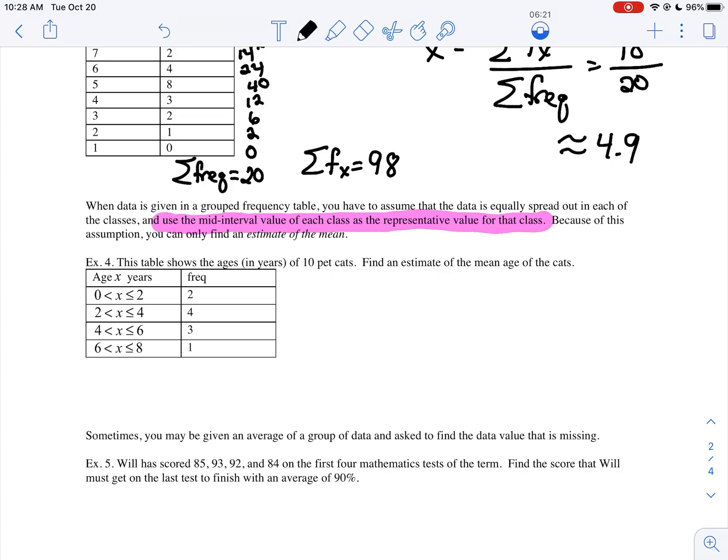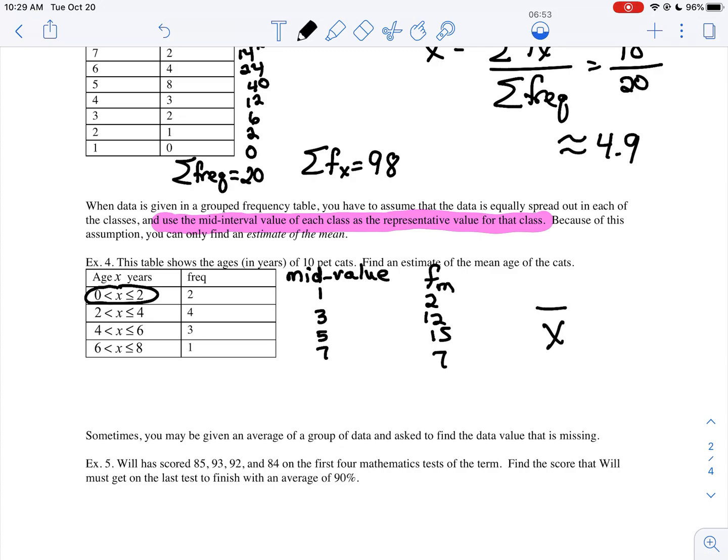So this table shows the ages in years of 10 pet cats. What we're going to do is find what's called the mid-value. The mid-value is halfway between, so that would be 1, 3, 5, and 7. Then we're going to do the frequency times the mid-value. So you're going to take 2 times 1 is 2, 4 times 3 is 12, 3 times 5 is 15, 1 times 7 is 7.